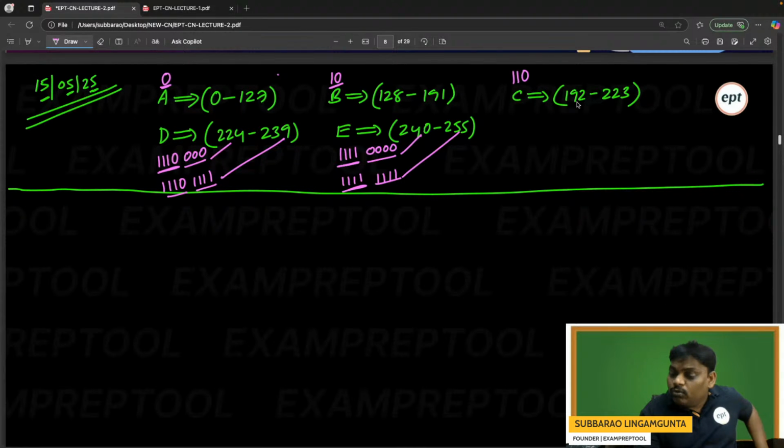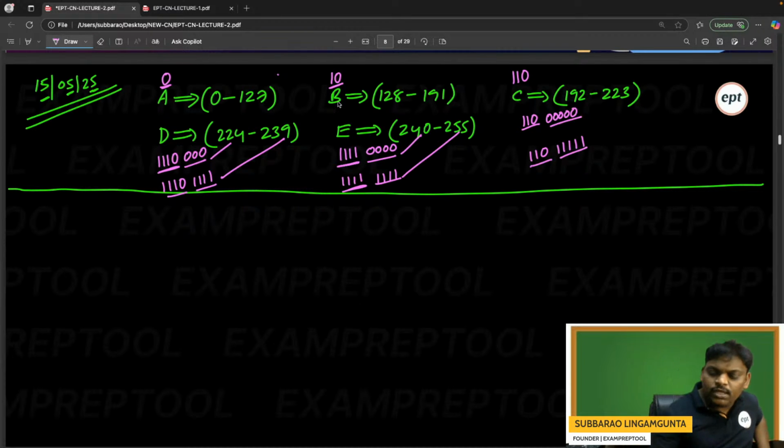So what about this 192? Same. The first 3 bits are 110. What about the remaining 5 bits? 5 zeros, and 5 ones gives 255. Calculate properly and you will get the clarity.